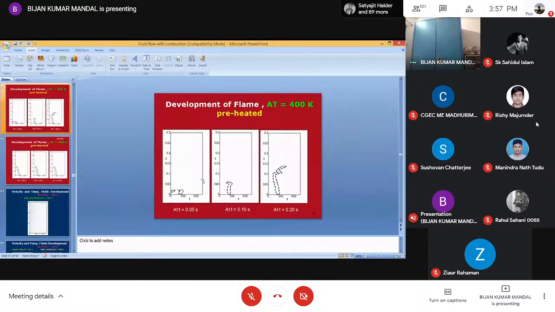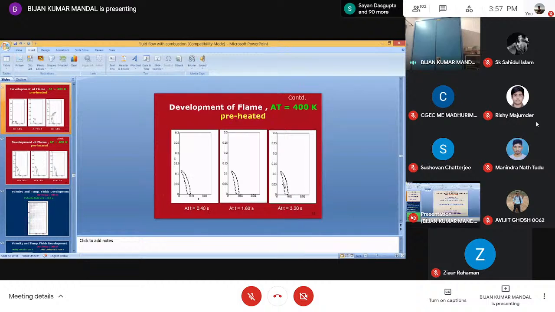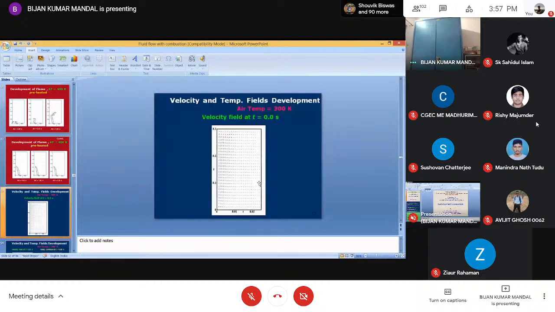And this is the flame development for 400 Kelvin. You can see the peculiar shape in between. And here also, even at t equal to 0.4 seconds, the flame is almost the same. What you notice is that the flame size is slightly less in the case of preheated air.